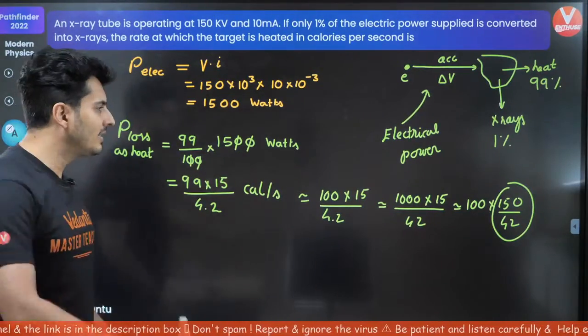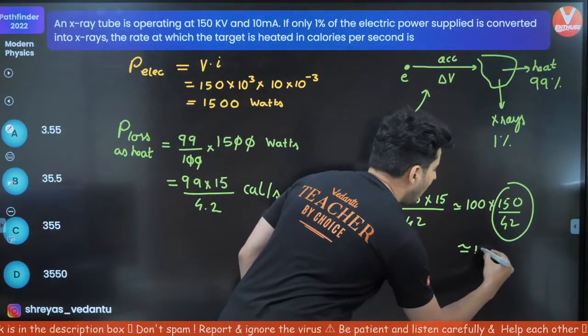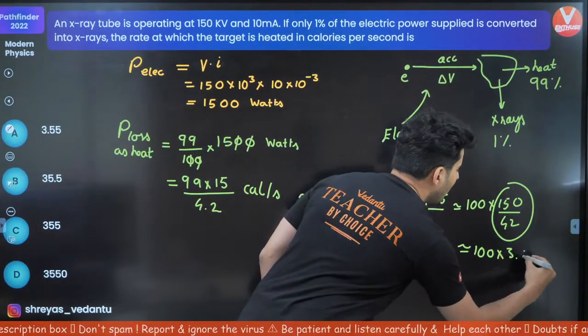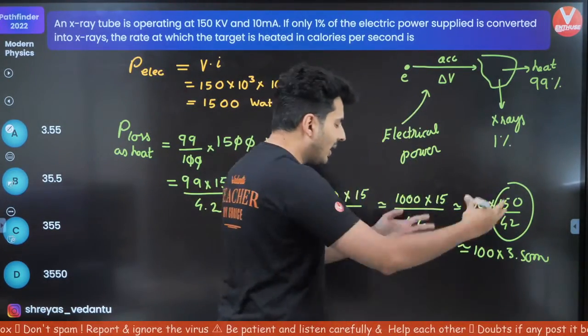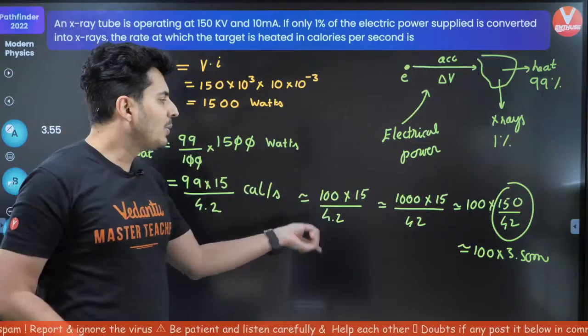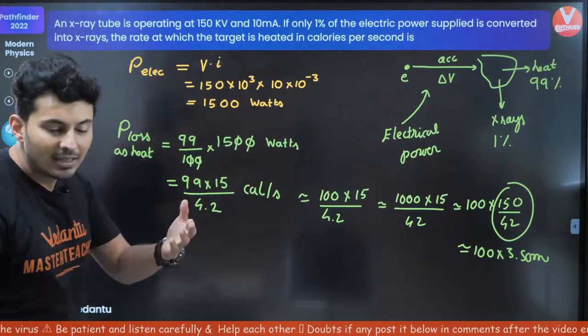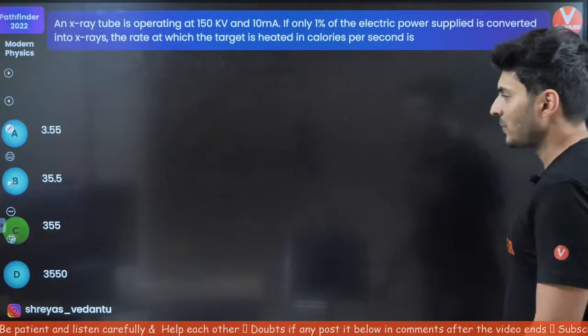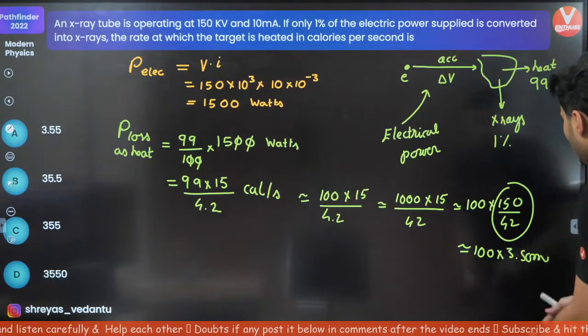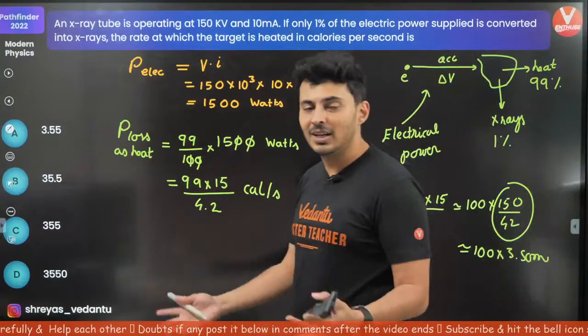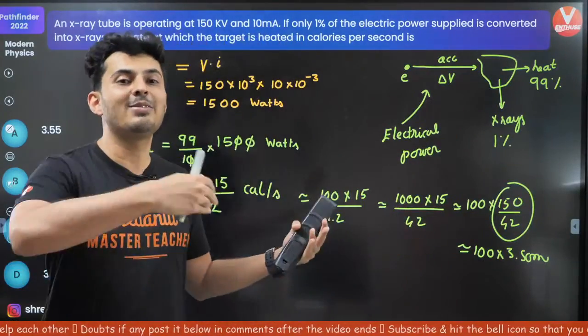So it will be 3 point something. So it will be basically 100 into 3 point something. Whatever that something is, when you multiply by 100, 2 more decimals will have to shift. So it will be 355, obviously. I hope that makes sense. If it was 3.55, 3.55 into 100 will be 355.